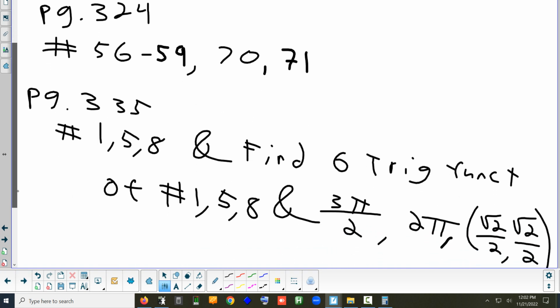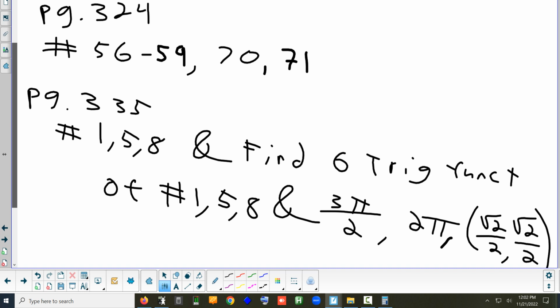Oh, hold on. That's the homework. So it's 56 to 59, 70 and 71. That's the angular and linear velocity. That's on page 324. Now on 335, there's only 3 problems from the book: 1, 5, and 8. Do whatever the book says for 1, 5, and 8.